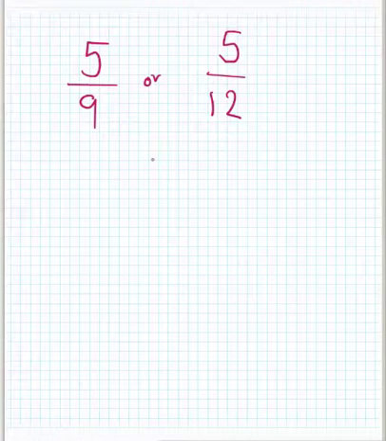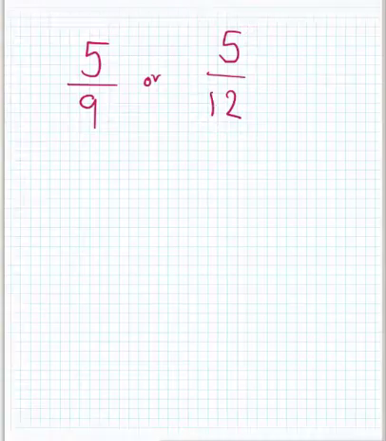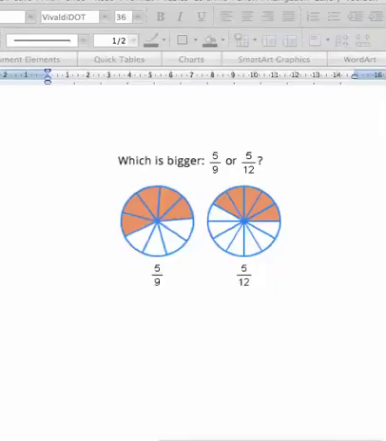Now with this one, I want you to estimate which one's larger than the other. This one isn't too difficult because we can see we've got the same numerators. So 5 pieces out of 9, I think, will be more than 5 pieces out of 12. But to show it visually, with this one, we can visually see which one's larger.